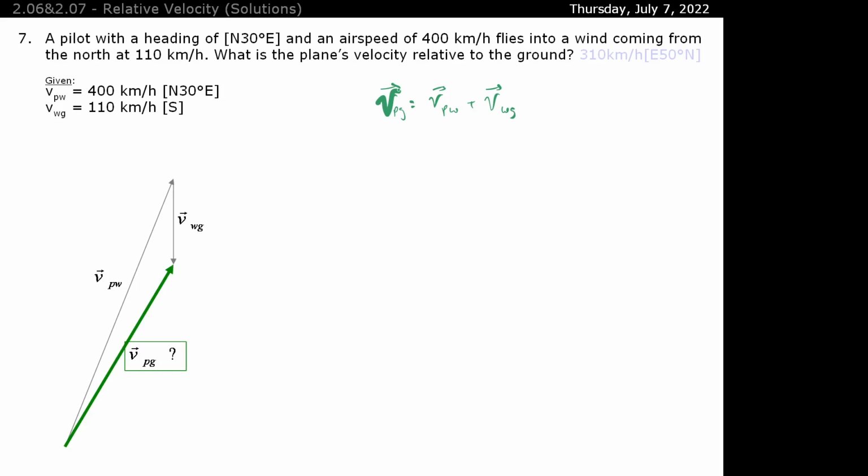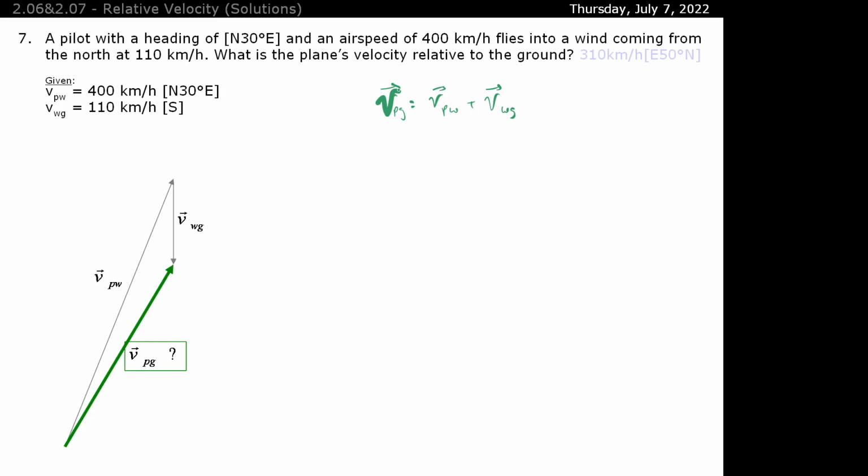Right, we know that VPG is equal to VPW plus VWG. Remember that this is my resultant vector. I'll just write that out bold. So that's vector number 1, that's vector number 2, and here's our bold vector. You can solve this using whatever method you want.